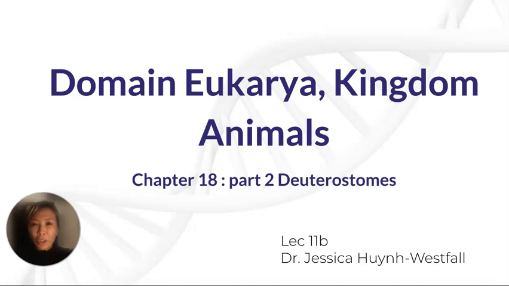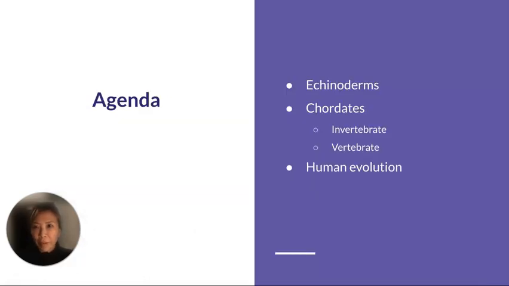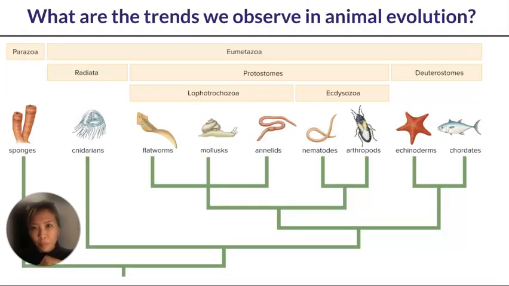Okay, we're moving on to the second part, which is the Deuterostome. These are part of the kingdom Animalia and a part of the domain Eukarya. To revisit, last time we talked about the protostome, so now we're moving into the Deuterostome. We're going to focus on the echinoderm as well as the chordate, both invertebrate and vertebrate, and then we'll move on to human evolution.